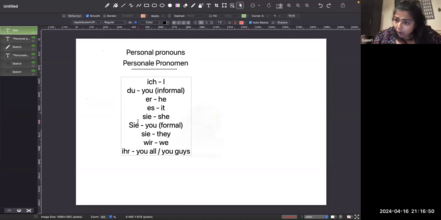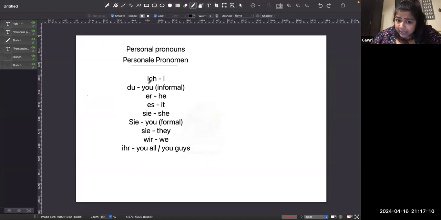But how will we get to know whether Sie means she, you, or they? This you will understand when we learn to make sentences in German. When we make sentences, then you will learn how we differentiate between these 3 forms of Sie. So guys, first of all, we are going to do the pronunciation of these words.